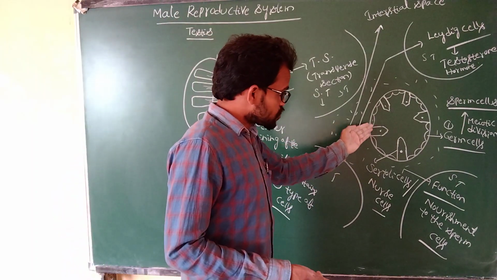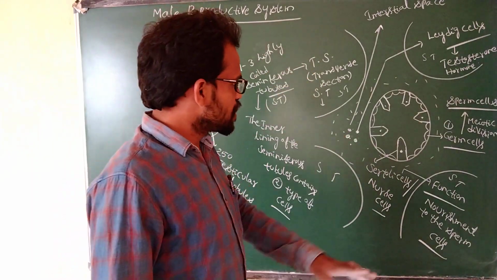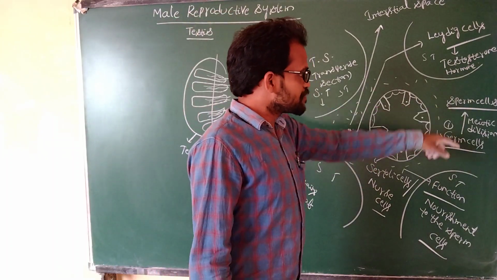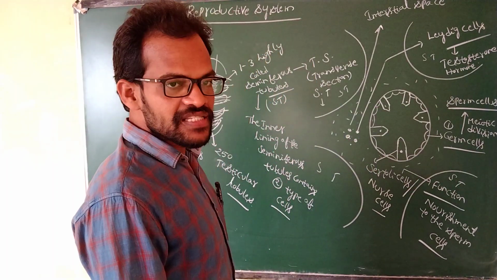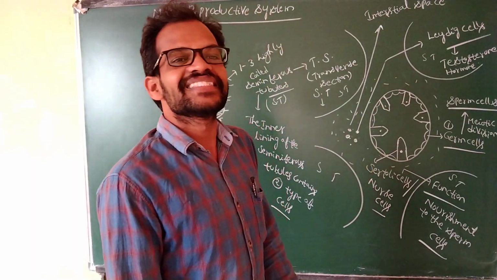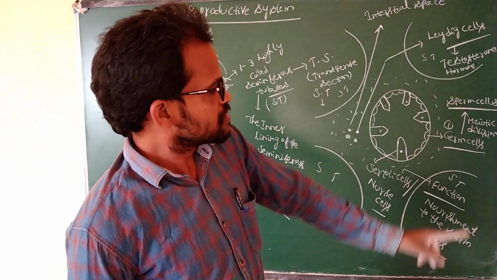Okay, one seminiferous tubule. If you observe the inner lining of the seminiferous tubule, there are two types of cells. What is the first type? The germ cells. The germ cells continuously divide and produce sperm cells. The second type, the cylindrical Sertoli cells, are also known as nurse cells. They provide nourishment to the sperm cells.